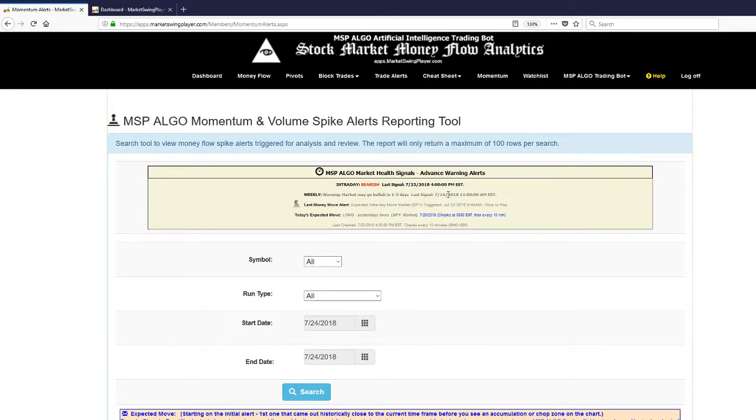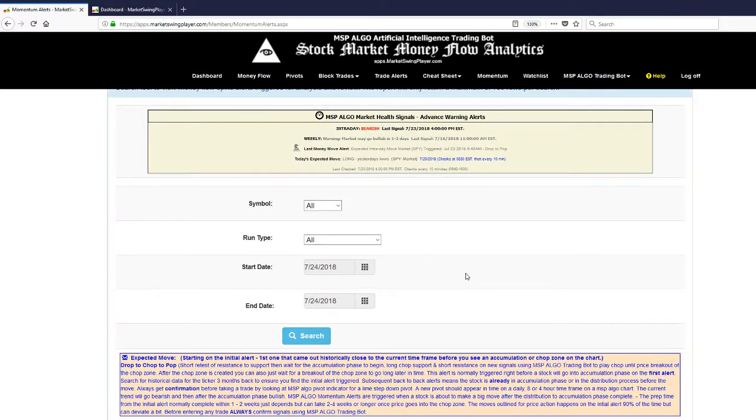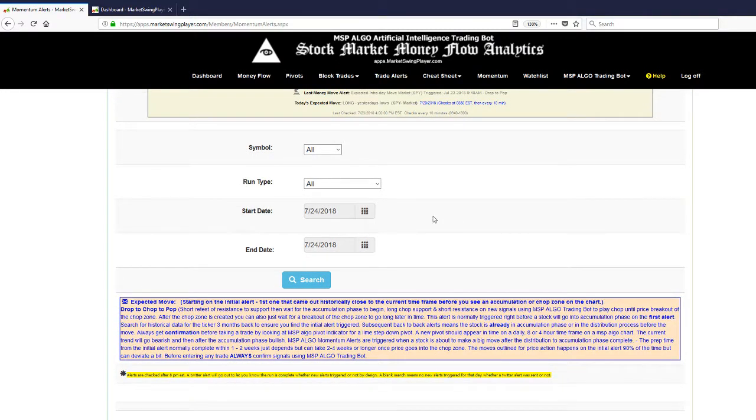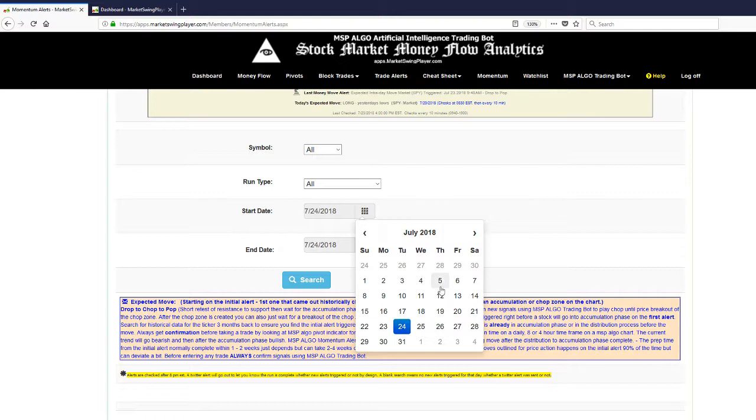Momentum alerts, MSP ALGO momentum and volume spike alerts reporting tool. We only follow the top 10% with the money. So what that means is normally when these trigger, the charts don't reflect that yet. So we have a daily, a weekly, a monthly, and so we're just going to do a generic search here.